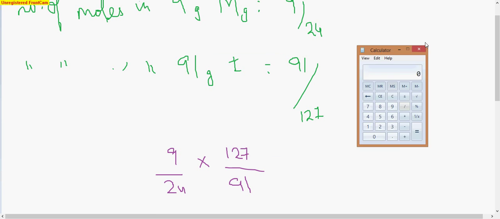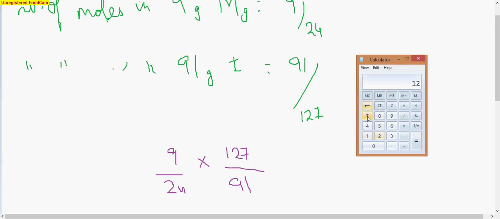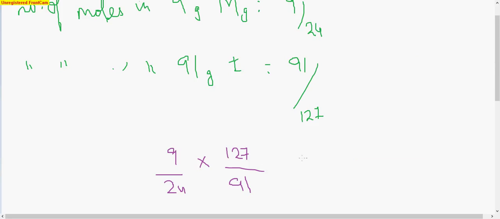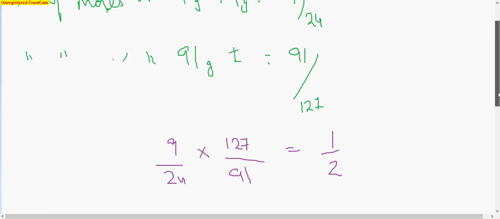Okay, here I have it. 127 into 9 divided by 24 divided by 91. 0.52. Okay, we have a similar answer as the last one. 0.5 means 1 by 2. Therefore that is the ratio, 1:2.